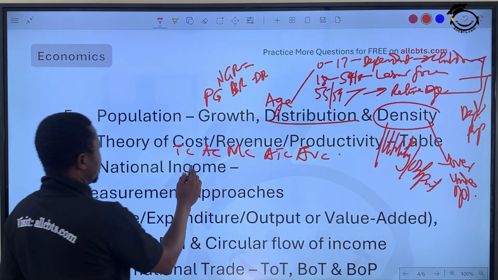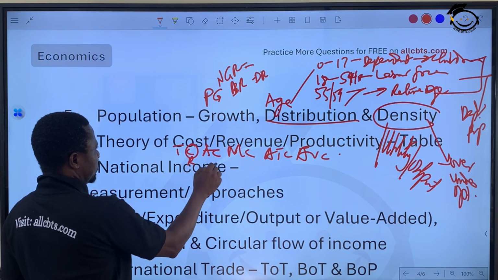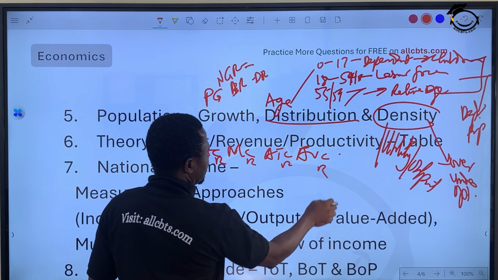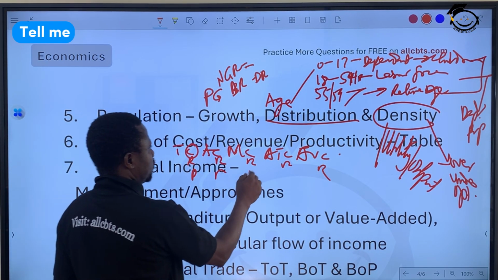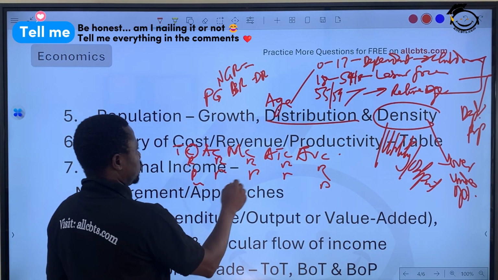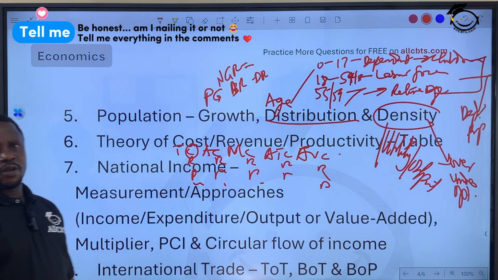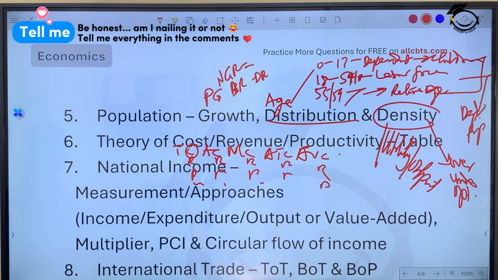And for revenue, you just change the C to R. If it's productivity, P. If it's utility, U. If it's output, O. The same logic. Am I communicating?